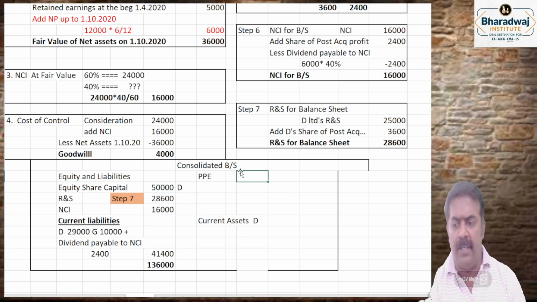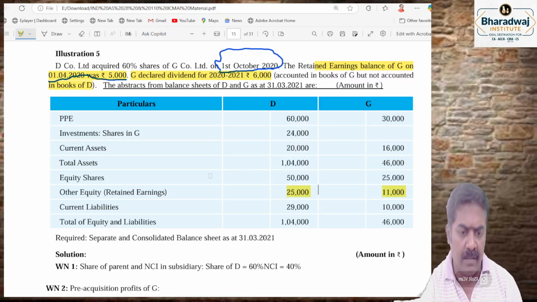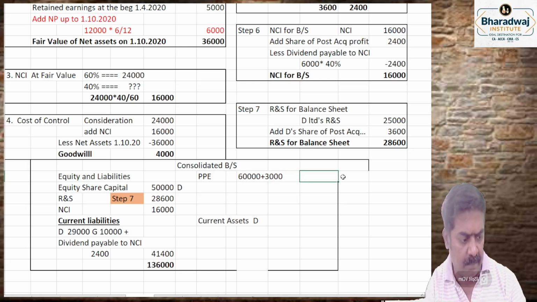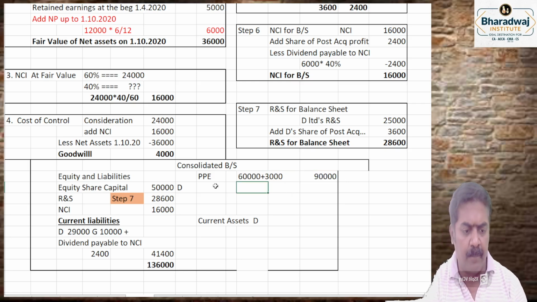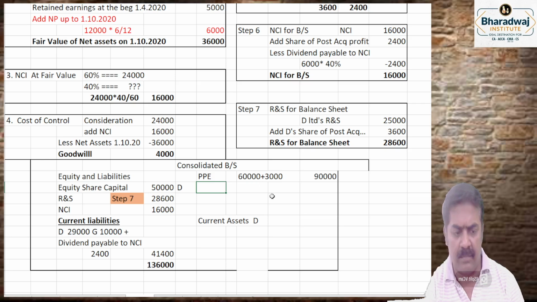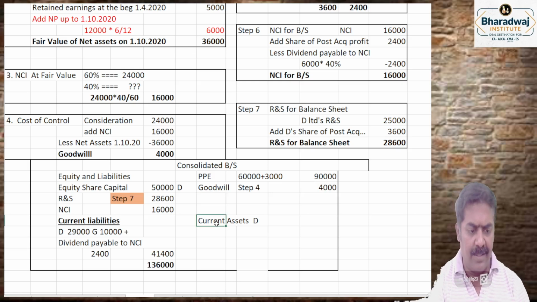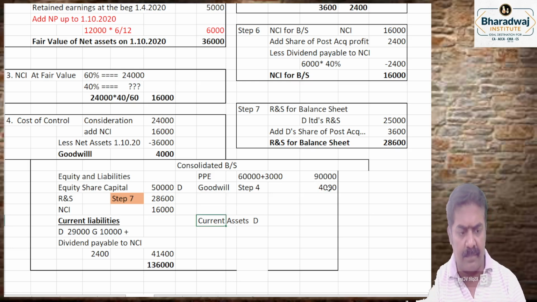Asset side, PPE, what you will take? PPE, there is no change. 60 plus 30, how much? 90,000. Then, what is the next one? Goodwill. Goodwill, step number 4. How much? 4,000. Current assets, add them up.